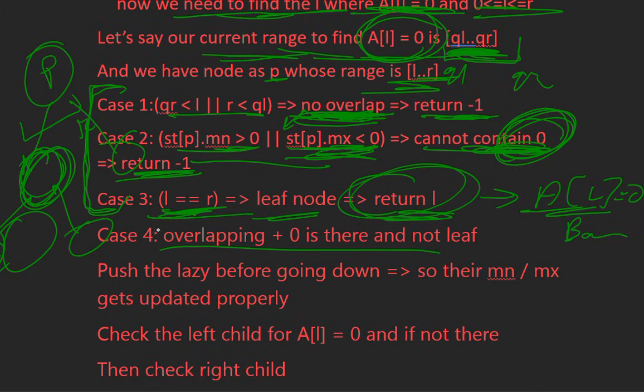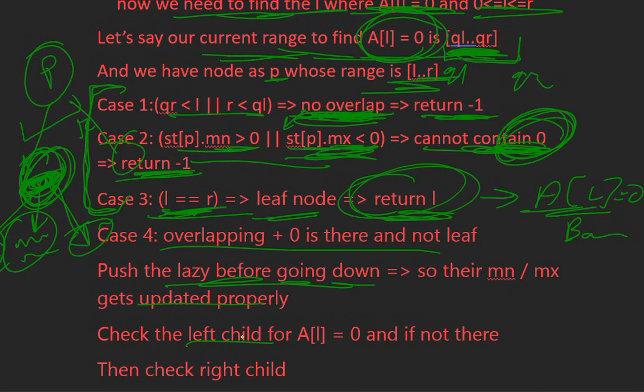Suppose this is the intermediate node. In the case of an intermediate node, what we'll be doing is first pushing the lazy value we have right now to the children and updating their minimum and maximum.